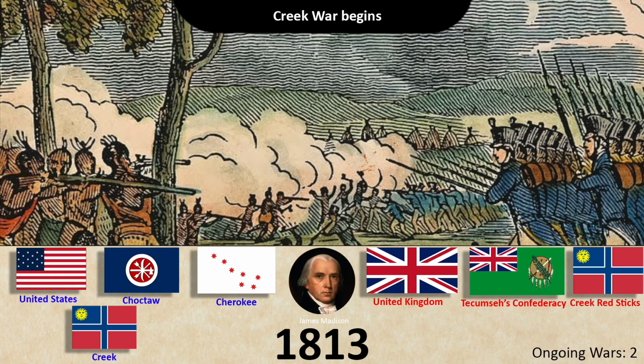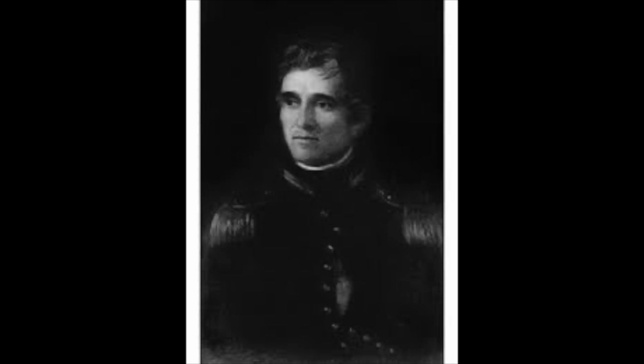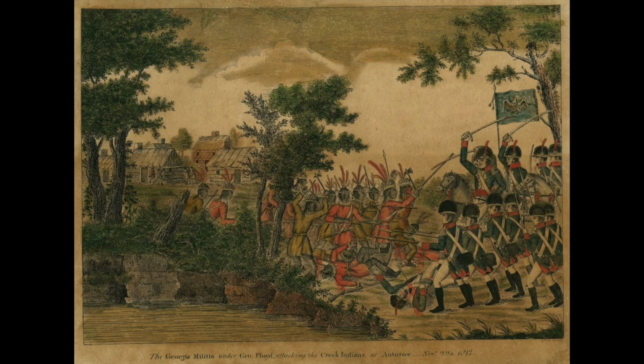We'd also see the Taos Massacre in this war, in which General John Floyd and around 1,000 militiamen and 400 allied Creek would attack and burn down Taos village.